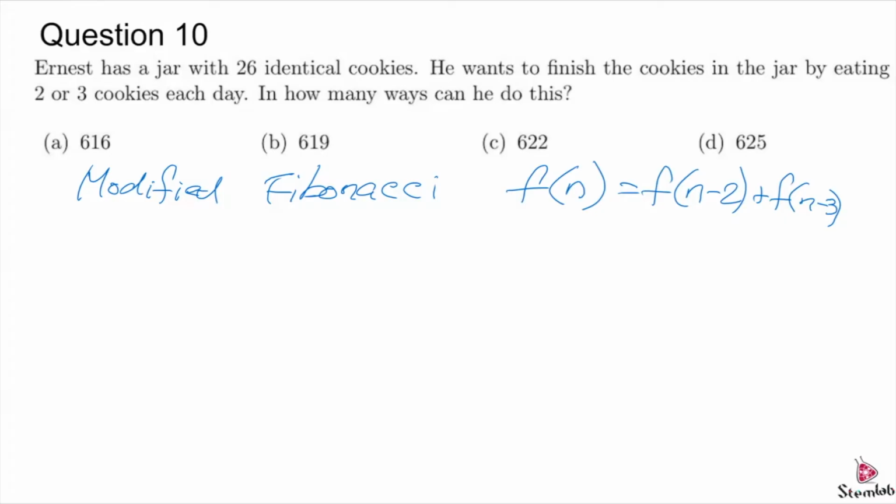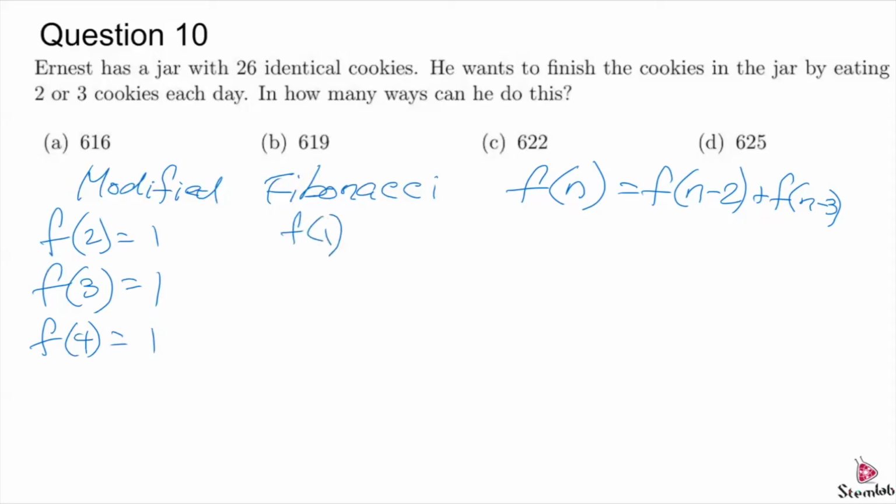If it's 4 cookies, I can only do it with 2 cookies on the first day and 2 on the second. So f of 2 is equal to 1. F of 3 is also equal to 1, only 3 cookies. F of 4 is basically f of 2 plus f of 1, but f of 1 is 0, so f of 4 is 1. F of 5 is equal to f of 3 plus f of 2, so that's 2.